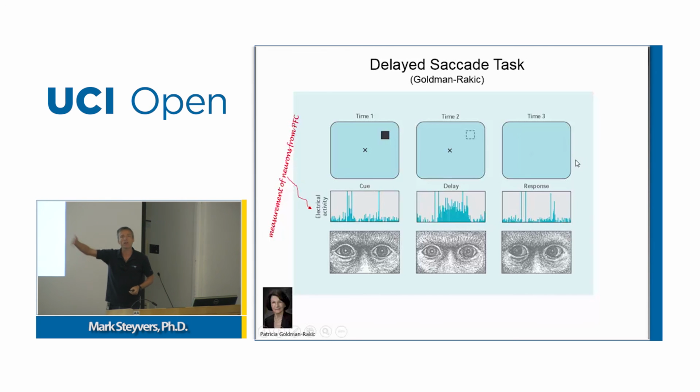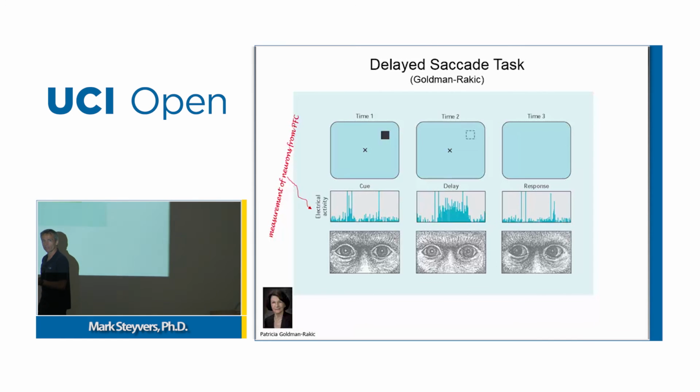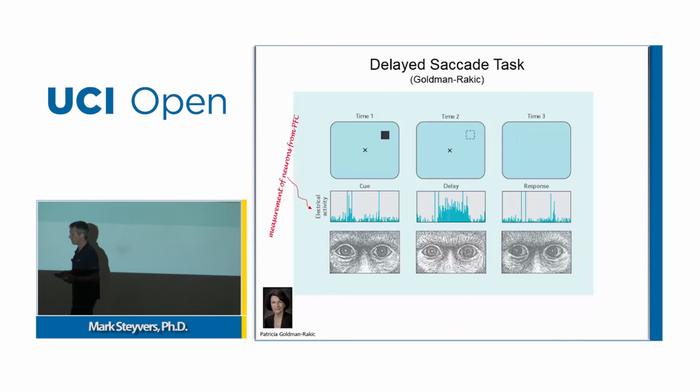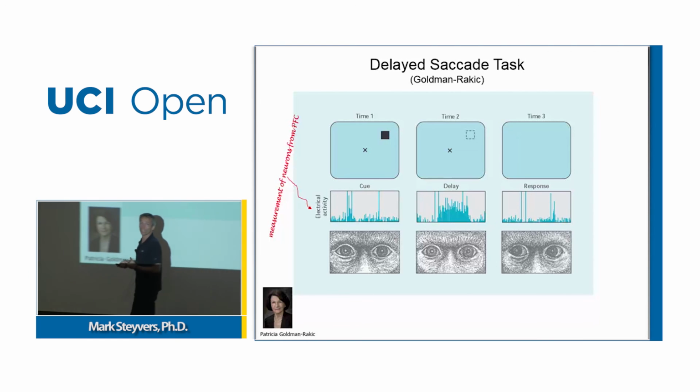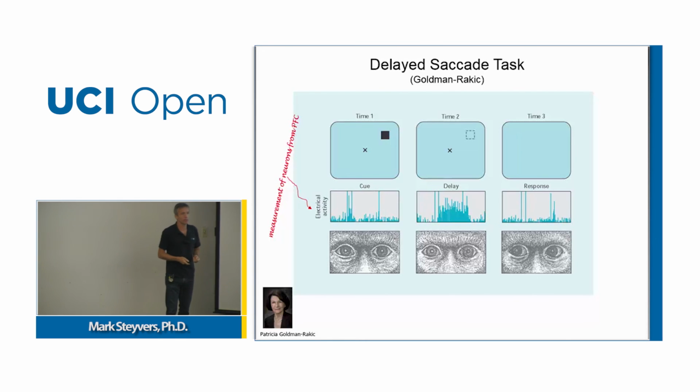So this and many other demonstrations suggest that there are neurons in the prefrontal cortex that roughly correspond to working memory, holding on to information over short periods of time. Does that experiment make sense to you? Yeah?